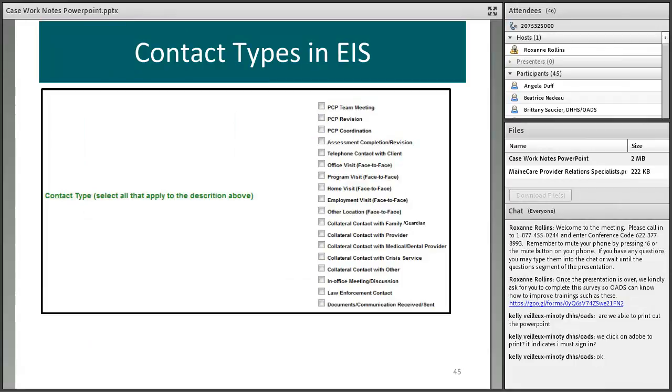These are the contact types that are in EIS, as Wanda alluded to earlier. There's no longer the drop-downs, the check boxes, so you'll be able to select multiple ones, and I'll get to that a little bit later. Most of these contact types are the same ones that are in EIS today, and they're going to be the same ones that you've been using for years now. We'll just be adding a couple new ones to reflect the work that case managers do currently.